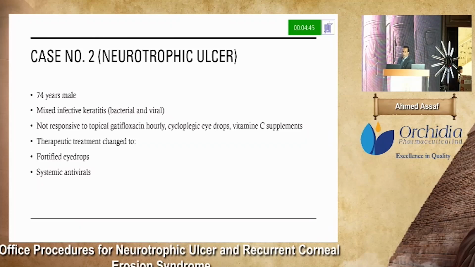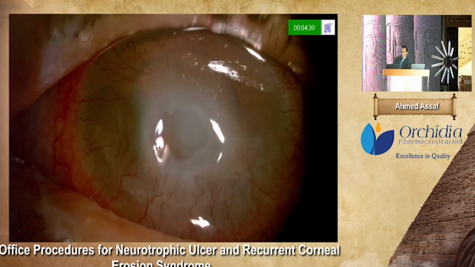So case number 2 is a case of neurotrophic corneal ulcer, a 74-year-old male with mixed infective keratitis, bacterial and viral, not responding to topical gatifloxacin, hourly eye drops, and vitamin C supplements. The therapeutic treatment was changed to fortified eye drops and systemic antivirals.